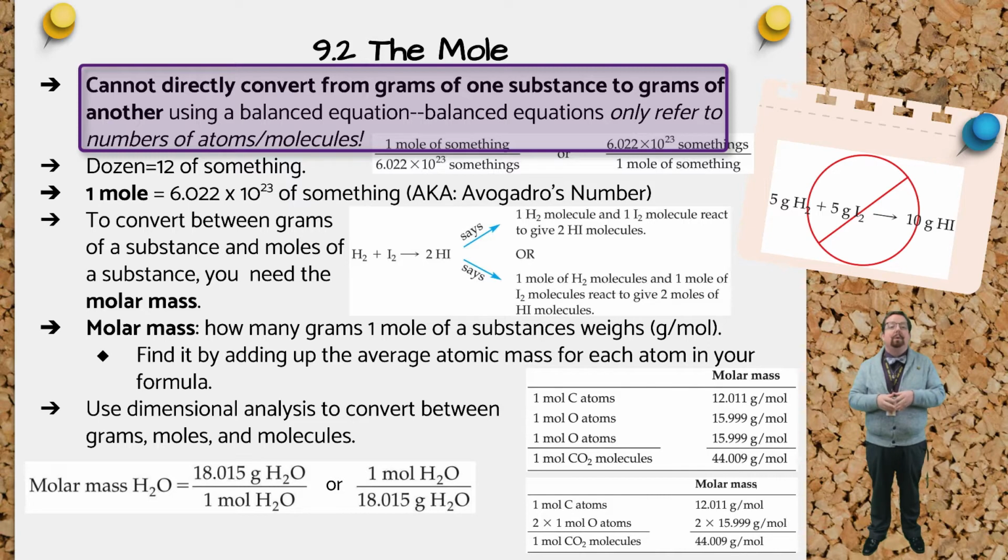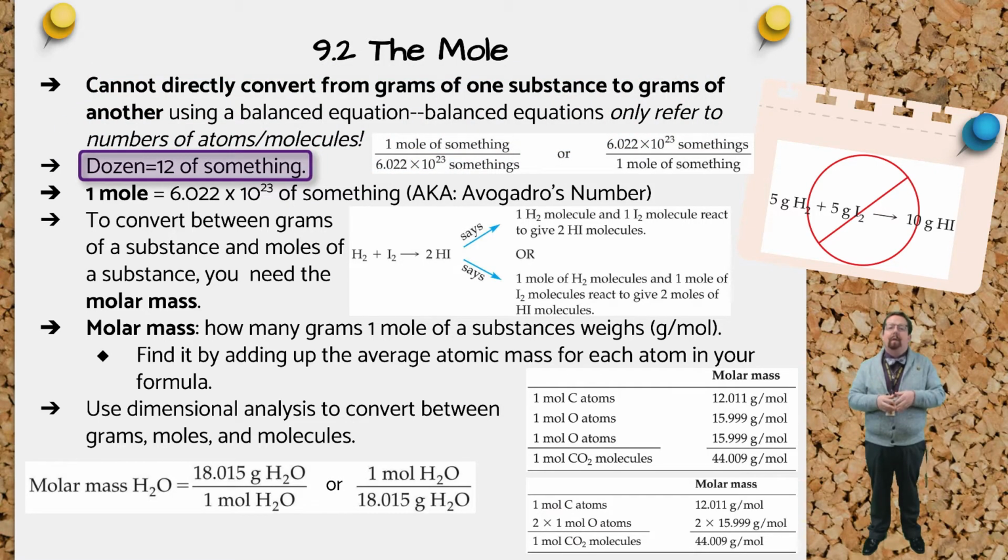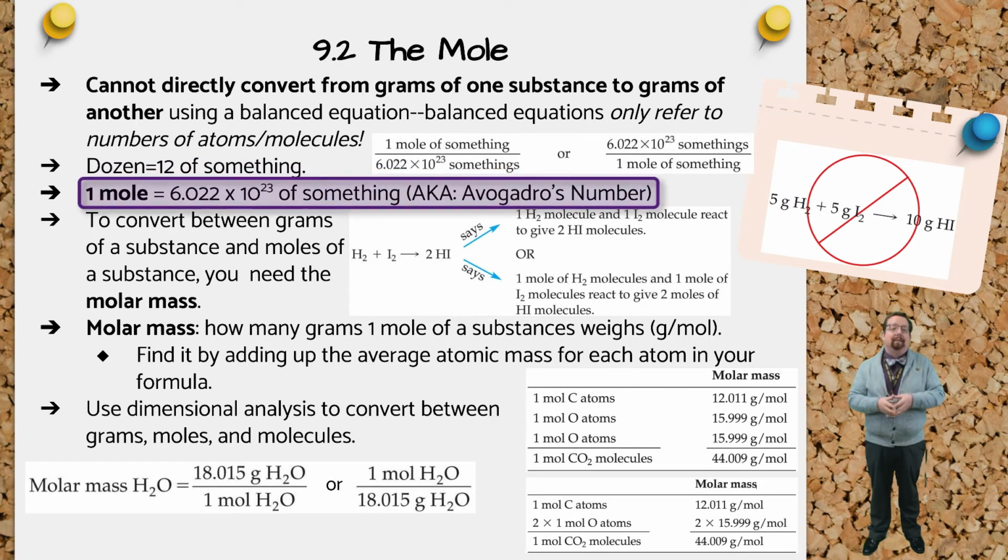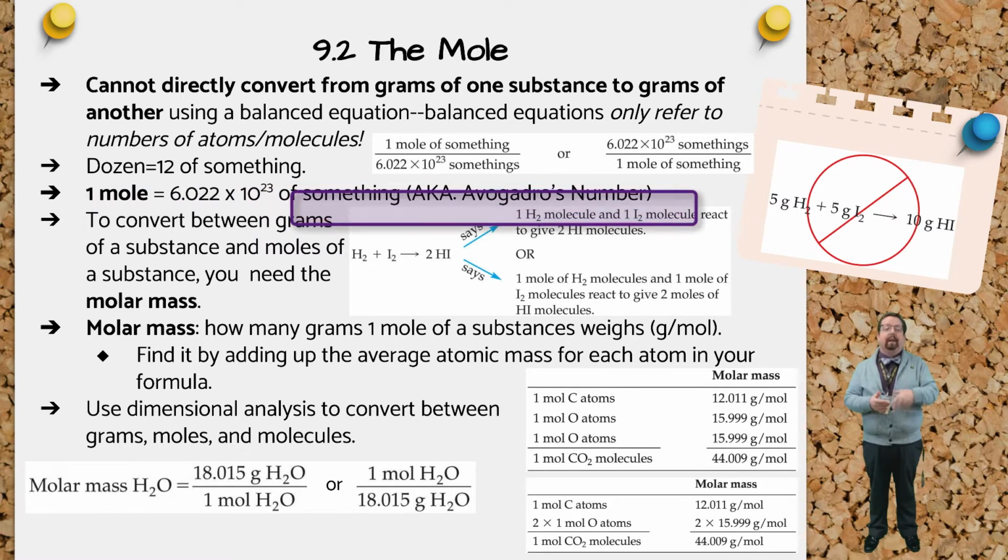This is where the mole comes in handy. You know that 1 dozen of something is equal to 12 of something, right? The mole is the same concept. 1 mole of something is equal to 6.022 times 10 to the 23 of something. This is known as Avogadro's number, and it can be used as a conversion factor to get from moles to particles or vice versa.